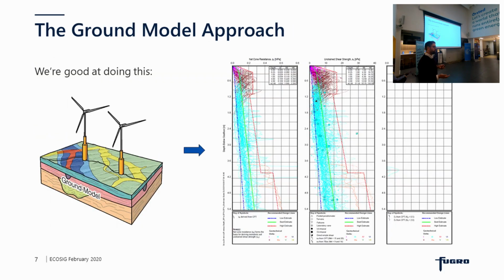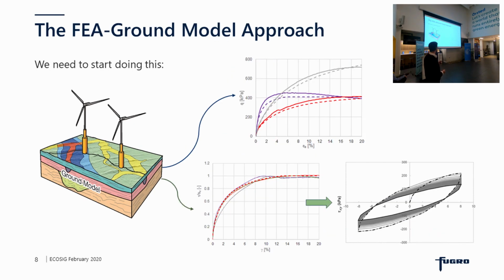And to come into the ground model approach that Mike's taken you through, essentially what we're using is our ground model as a predictive tool. And I think as an industry, offshore, we're very good at doing this, which is essentially taking our ground model and extracting those profiles of design parameters with depth. But what we need to be doing as an industry when we start looking at FEA-based design is taking our ground model and finding a way to extract our stress strain response.